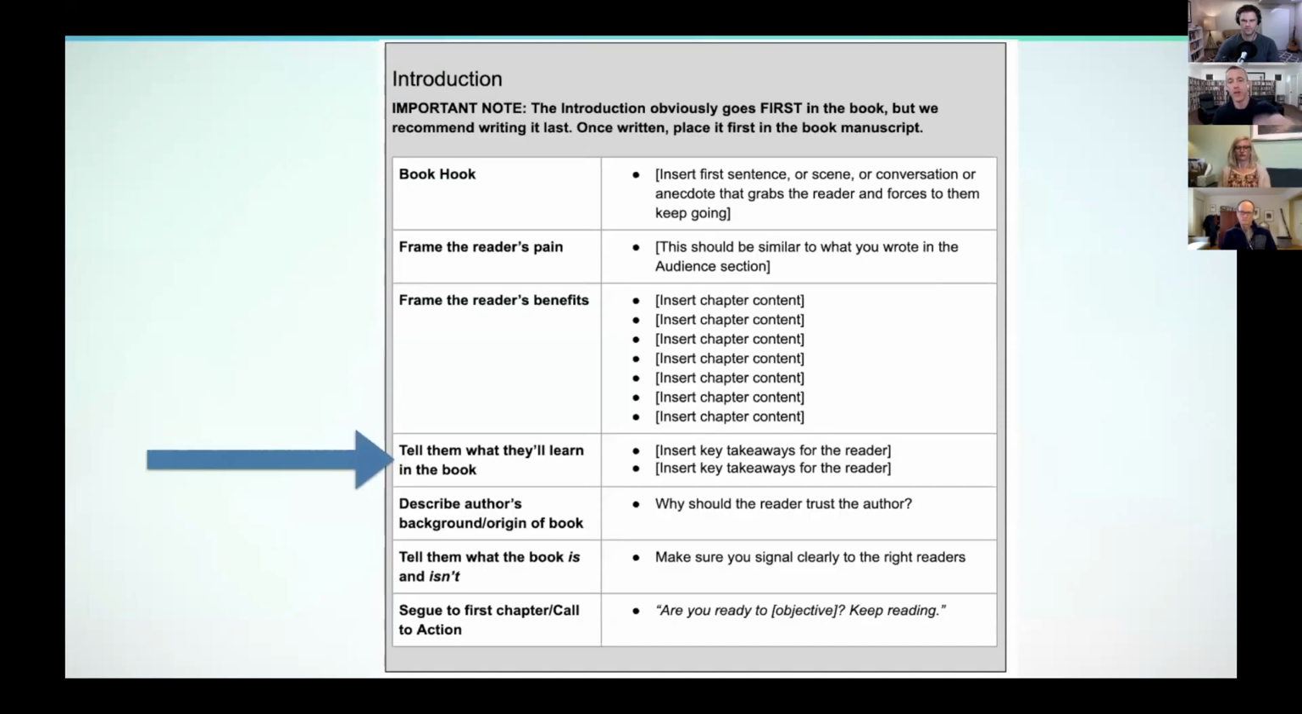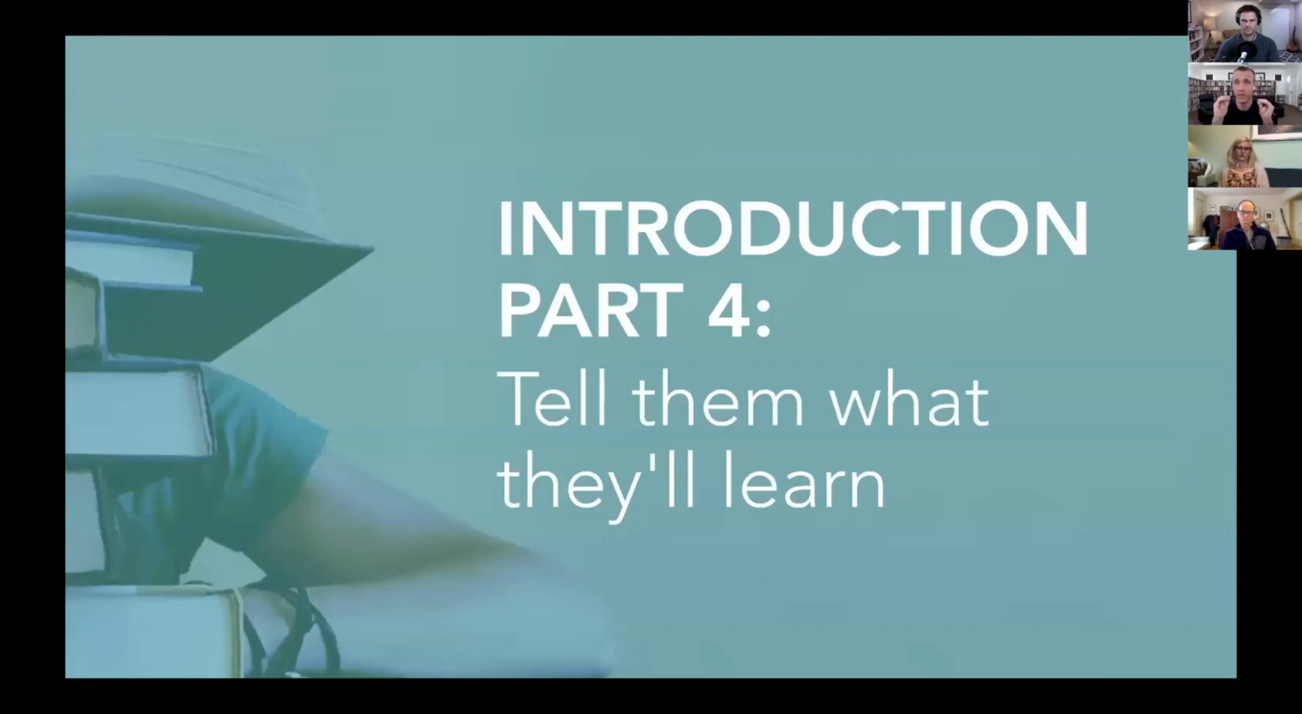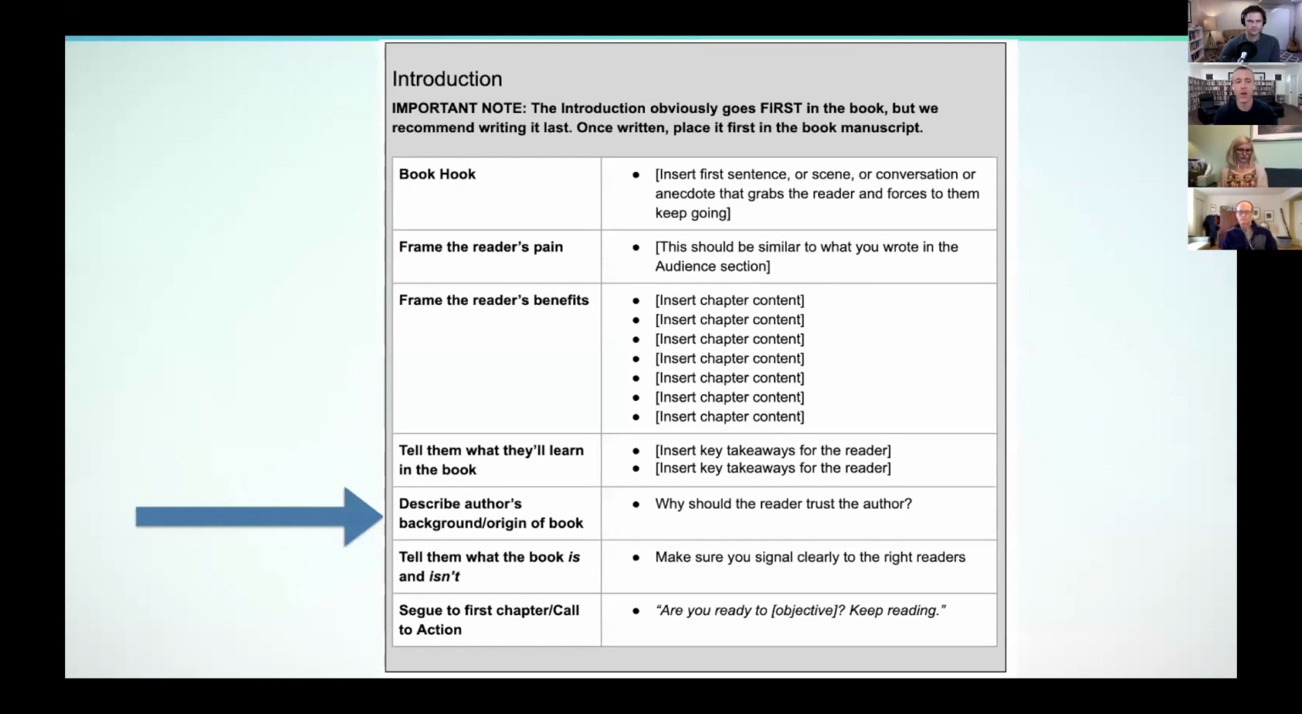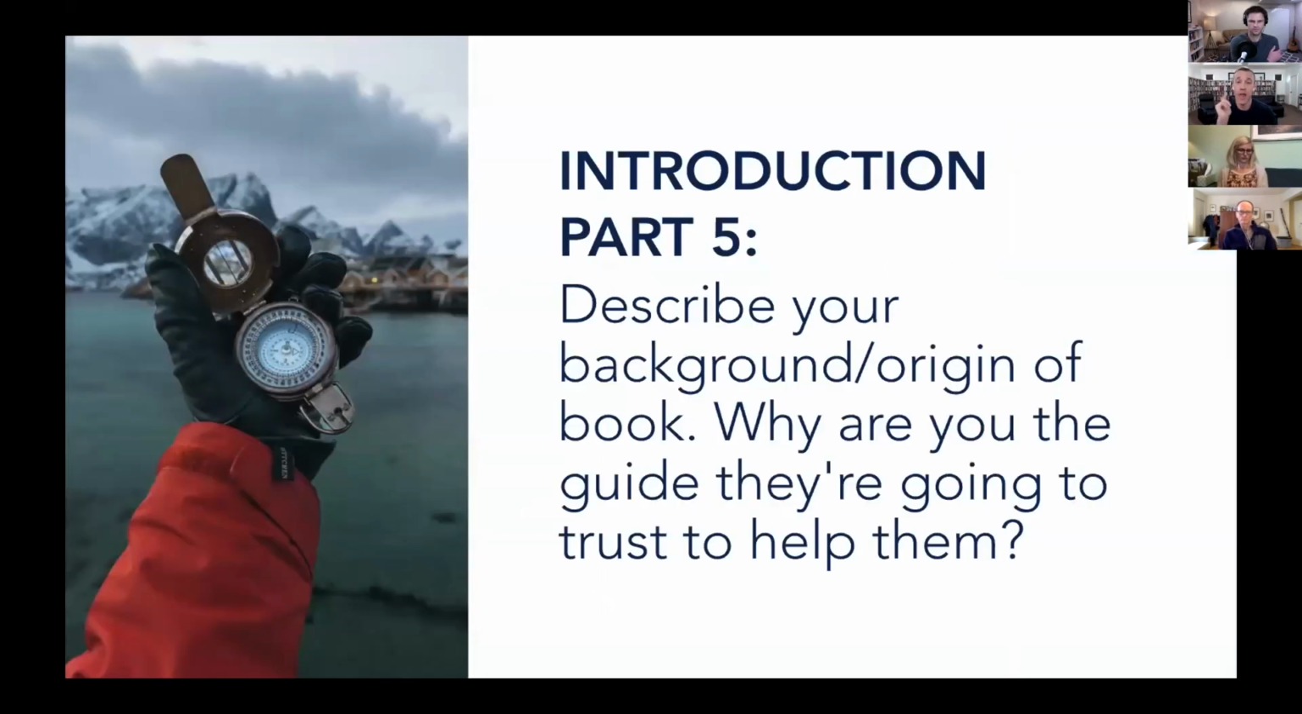Then once you've done that, you're going to tell them what they're going to learn in the book. And I like to be very explicit: in this book, you're going to learn A, B, C, D, E, really listed out almost like a sales page in a way. It doesn't have to be formatted that way, but that's really what you're trying to do. Then you're going to describe the author's background and the origin of the book. So now is where you tell your story. But what's relevant, you want to talk about what about your story matters to the reader of this book. In essence, you want to answer the question: why are you the guide that they're going to trust to help them on this journey?